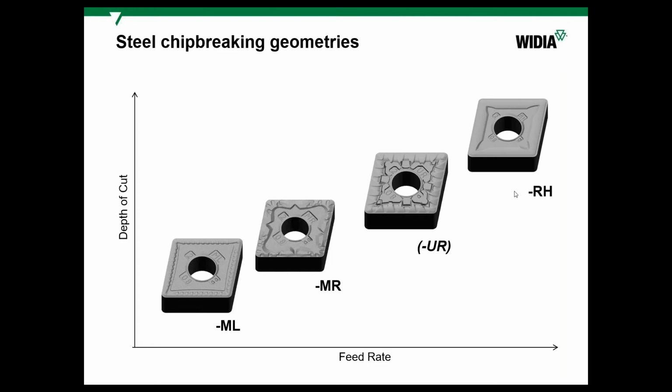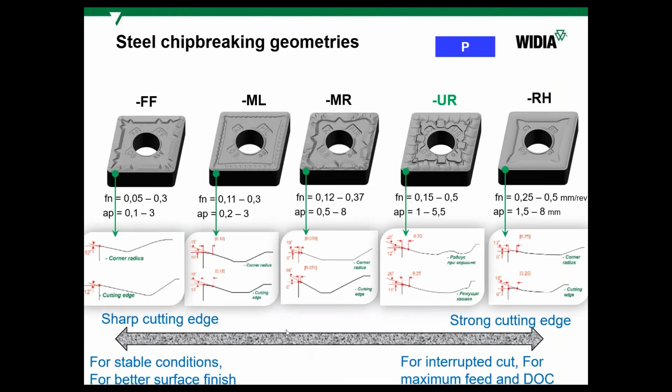We use RH with every grade shown on the previous slide. But if we need a good surface finish, where the stock to remove is very small and the depth of cut is very small, we use ML as a first choice, or FF. Each of these chip breakers has its application area. I showed this in the past.